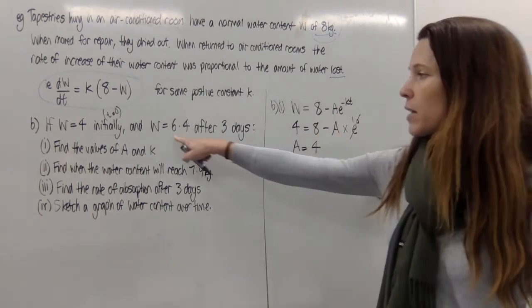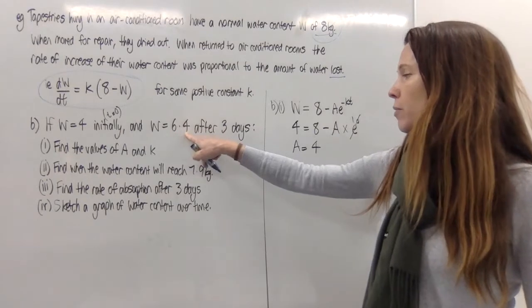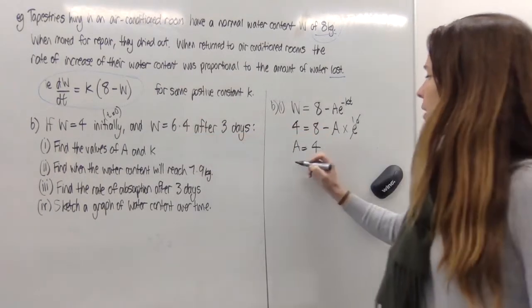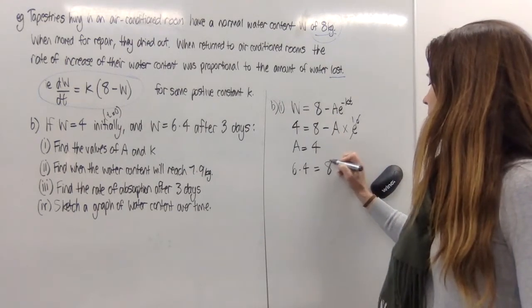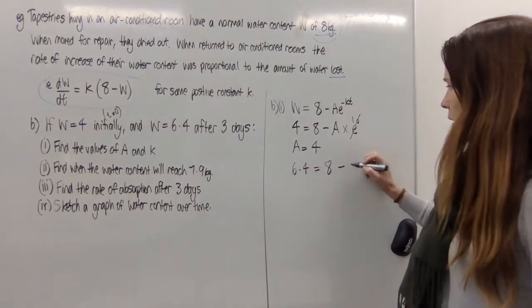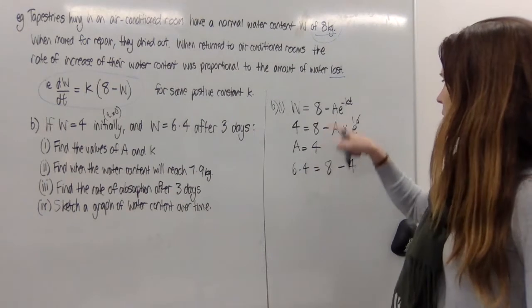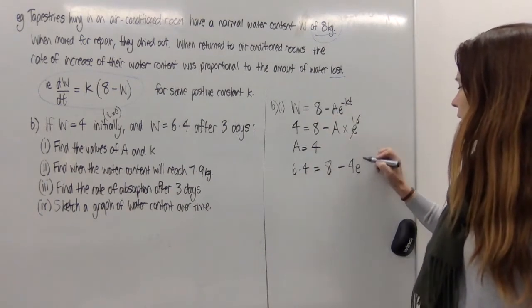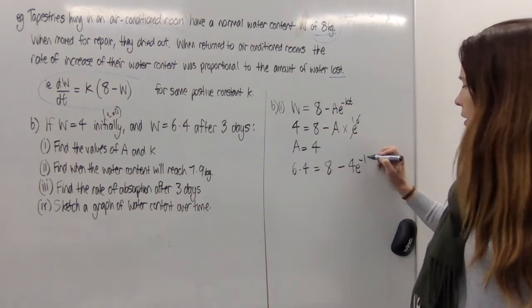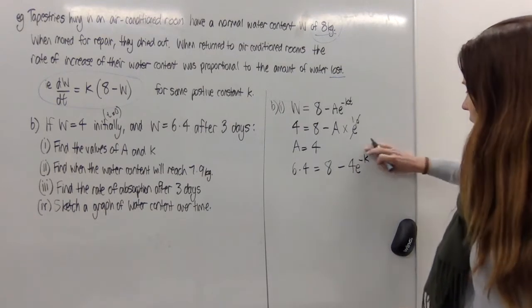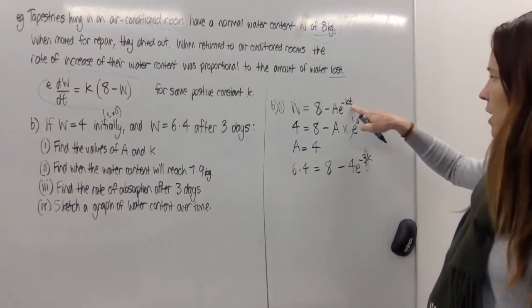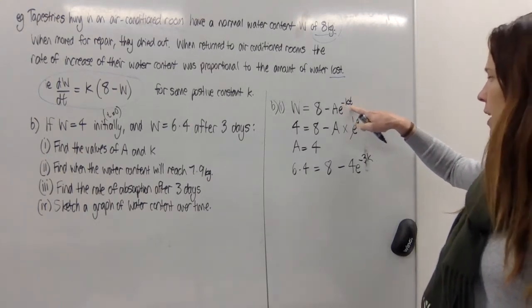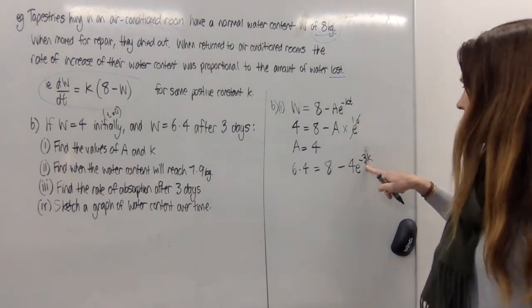All right, now we use our second clue. When w is 6.4, t is 3. So we can sub that in, 6.4 for the w equals 8 minus, we found our a, so we'll use that, 4, e to the minus k times 3. Let's write minus 3k there. Now, see what I did there? I subbed in t for 3. So I've got minus k times 3, which I wrote as minus 3k.